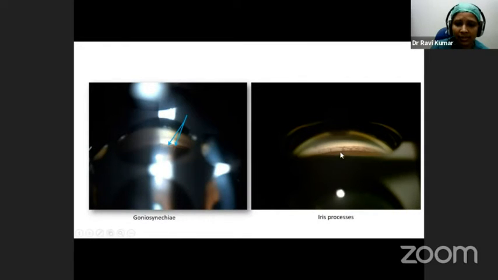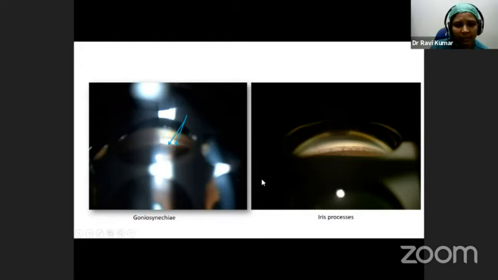If you look at the iris processes here, they're all slender. The synechiae will have a broad base, and they will not follow the concavity of the angle. Iris processes will follow the concavity of the angle. And when you try to indent, the iris will not go back in when you have goniosynechiae, but the iris will go back when you have iris processes.